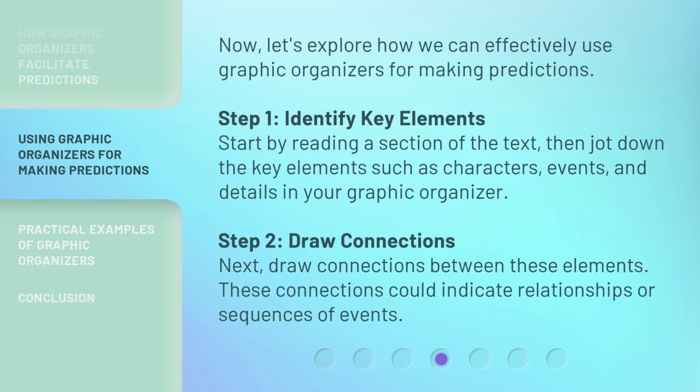Now, let's explore how we can effectively use graphic organizers for making predictions. Step 1. Identify key elements. Start by reading a section of the text, then jot down the key elements such as characters, events, and details in your graphic organizer. Step 2. Draw connections. Next, draw connections between these elements. These connections could indicate relationships or sequences of events.